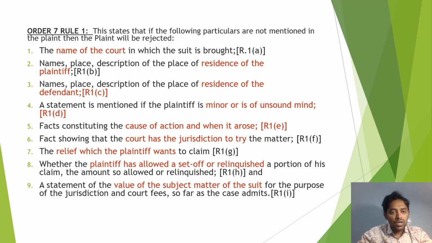Order 7, Rule 1, which states that if the following particulars are not mentioned in the plaint, then the plaint will be rejected. The name of the court in which the suit is brought, the names, place, description of place of residence of the plaintiff. Names, place, description of the place of residence of the defendant. A statement is mentioned if the plaintiff is minor or is of unsound mind.